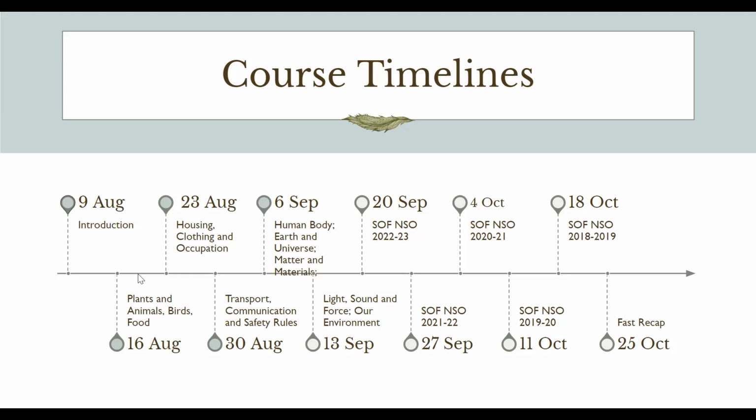Universe, earth and universe, what all we have on the earth. The universe is the vast expanse of space. We will cover planets, moon, stars, and matter.